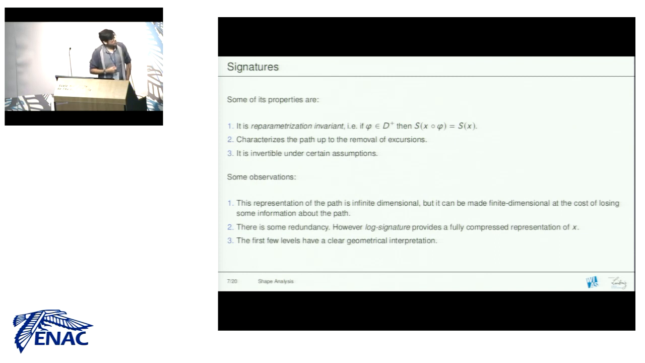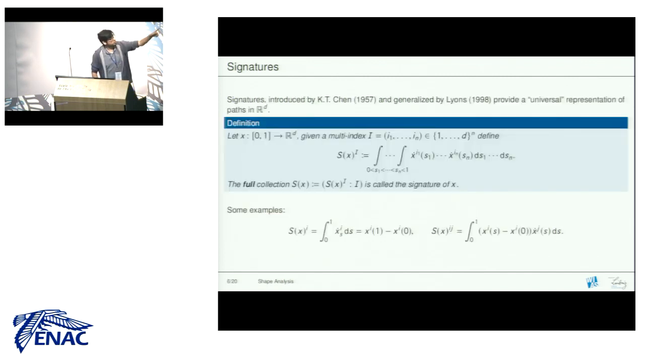As I pointed out briefly before, this representation is infinite dimensional, so you have an infinite collection of numbers, but you can actually truncate it. You compute indices up to a certain fixed length, and you can actually count how many you have to compute, but you lose some information. This representation is no longer identifying your curve. As we saw before, if you stop at level one, then you only see the increment of the curve.